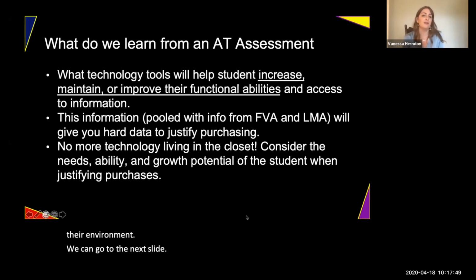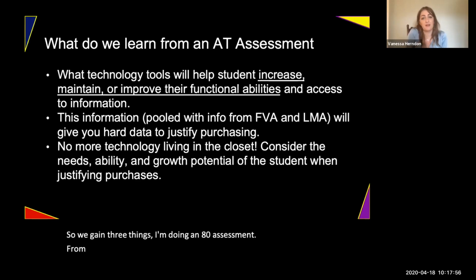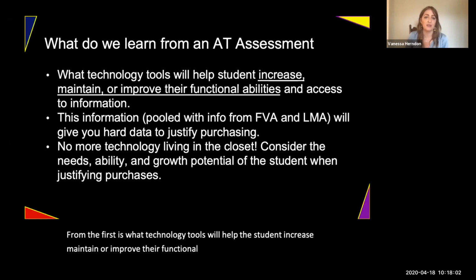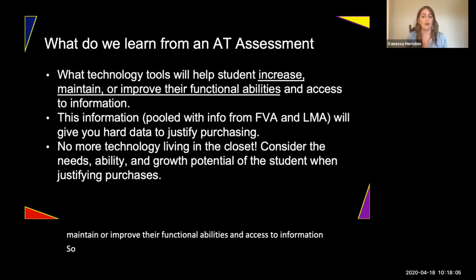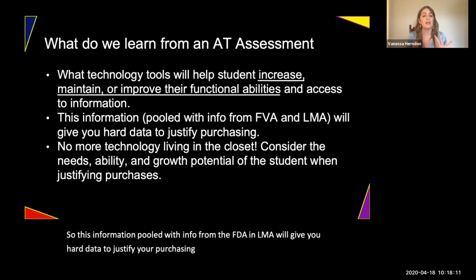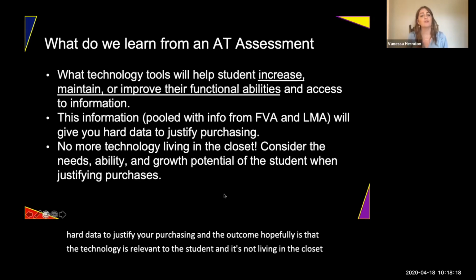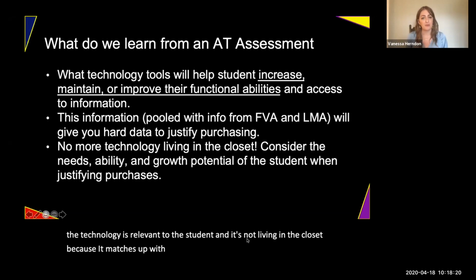So we gain 3 things from doing an AT assessment. And the first is what technology tools will help the student increase, maintain, or improve their functional abilities and access to information. So this information pulled with info from the FVA and LMA will give you hard data to justify your purchasing, and the outcome hopefully is that the technology is relevant to the student and it's not living in the closet because it matches up with the student's needs, ability, and their growth potential.